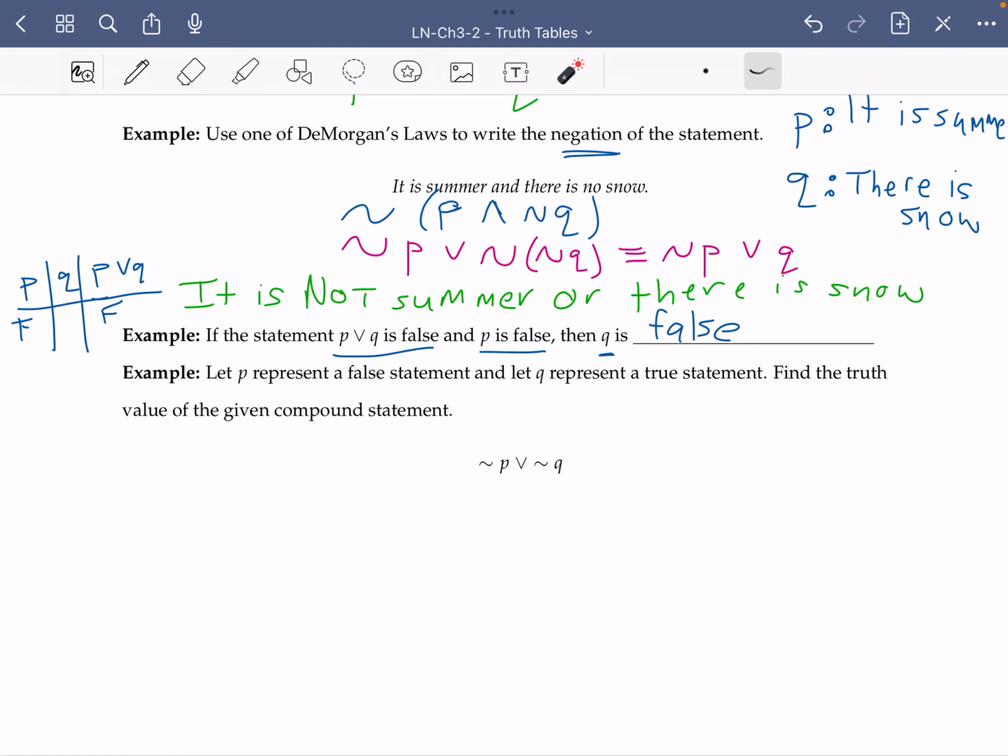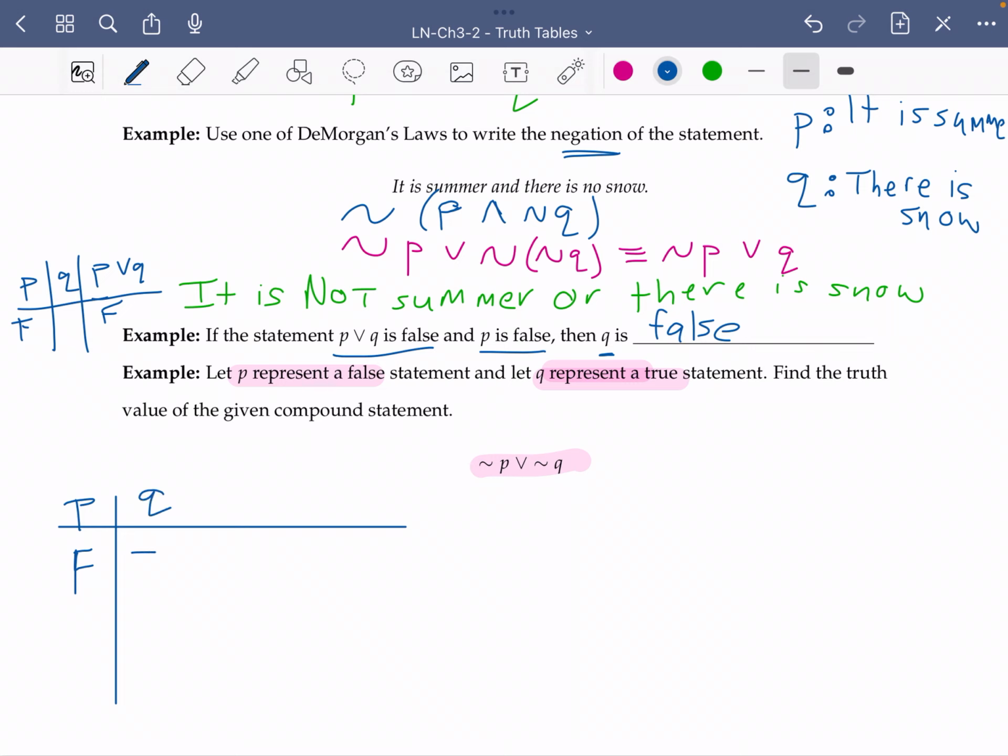All right, great. Next up, we have: let P represent a false statement. Let Q represent a true statement. We're going to find the truth value of the compound statement, not P or not Q. So we know we are starting with P is false. We know Q is true.